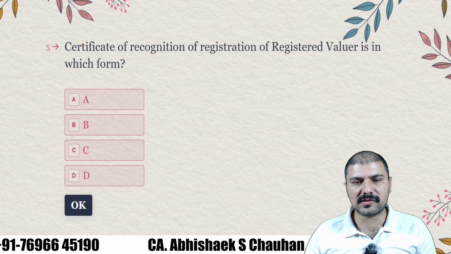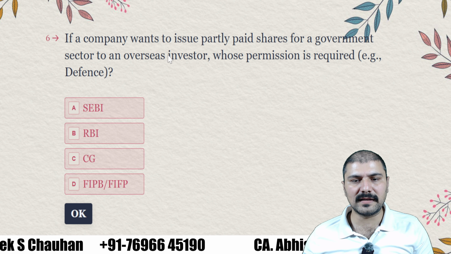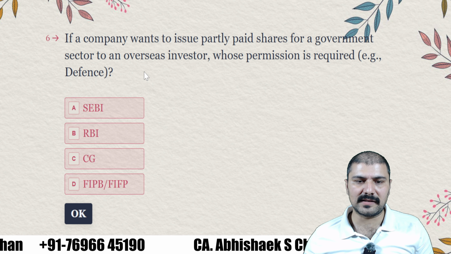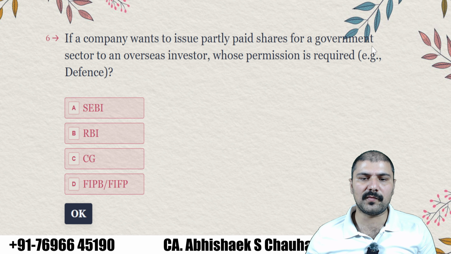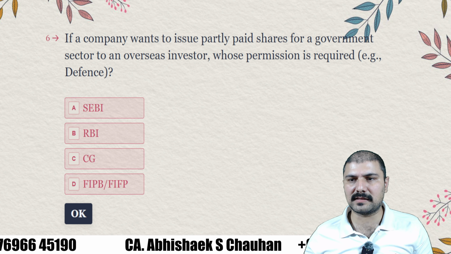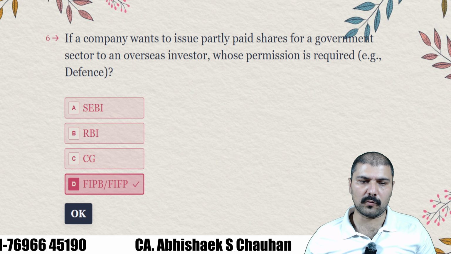If a company wants to issue partly paid shares in a government-regulated sector to an overseas investor, for example defense etc., whose permission is required? The answer is FIPB. FIPB here basically means Foreign Investment Promotion Board, right? So its permission is required.